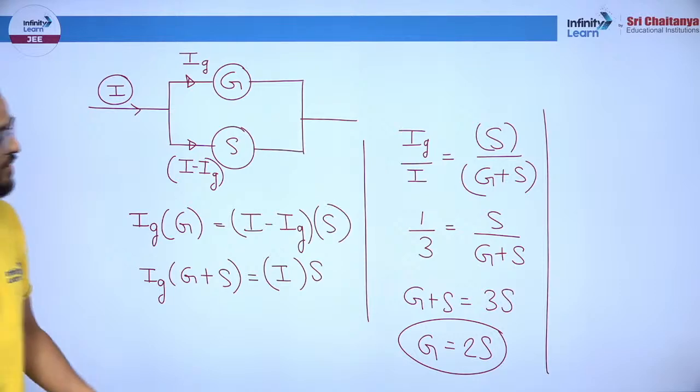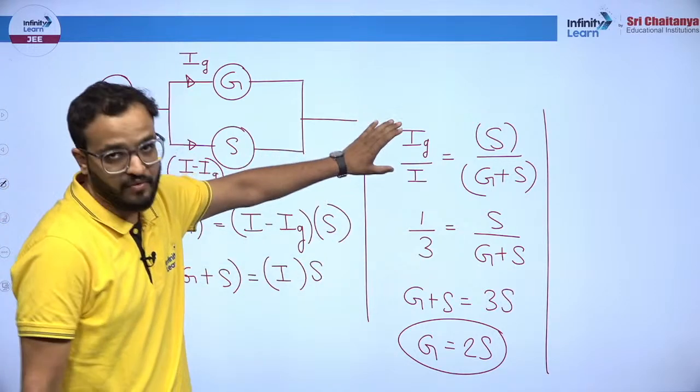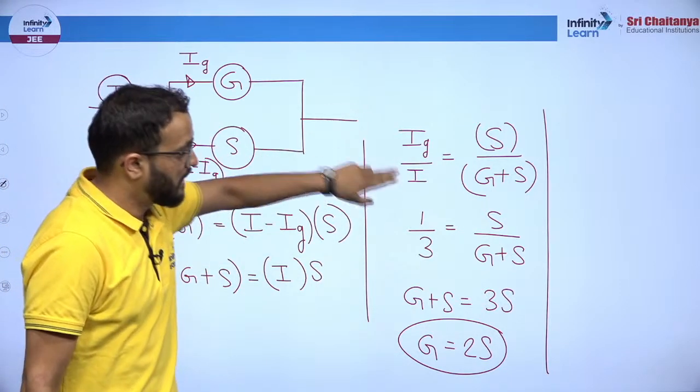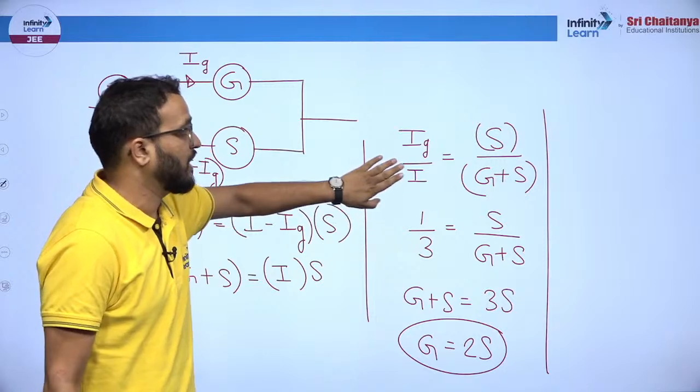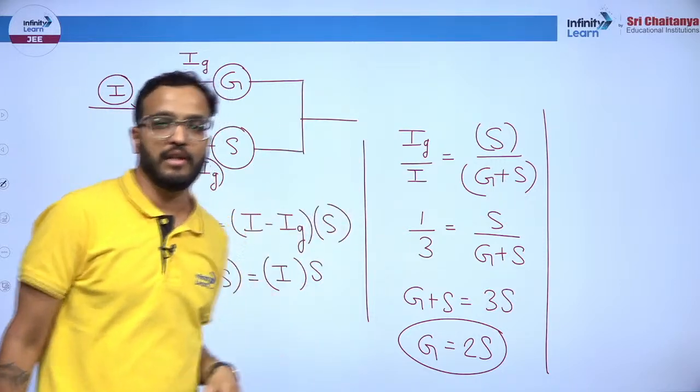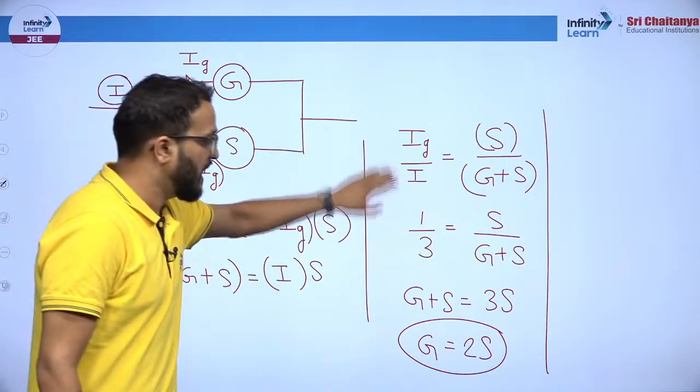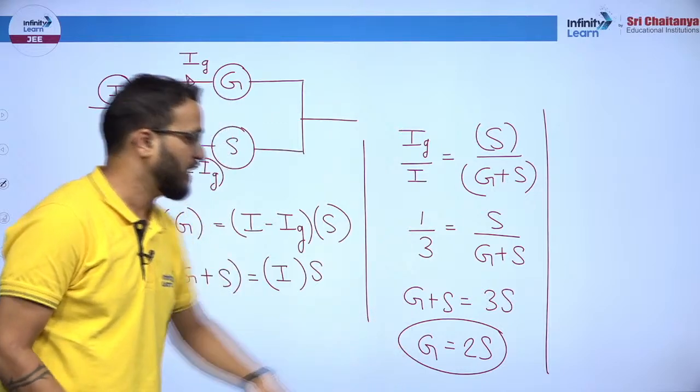Very simple. So 1/3 means the total current that is coming, only 1/3 of the current is going in the galvanometer coil. Did you understand this thing? So Ig by I will become 1/3. So solve it, you'll get this answer.